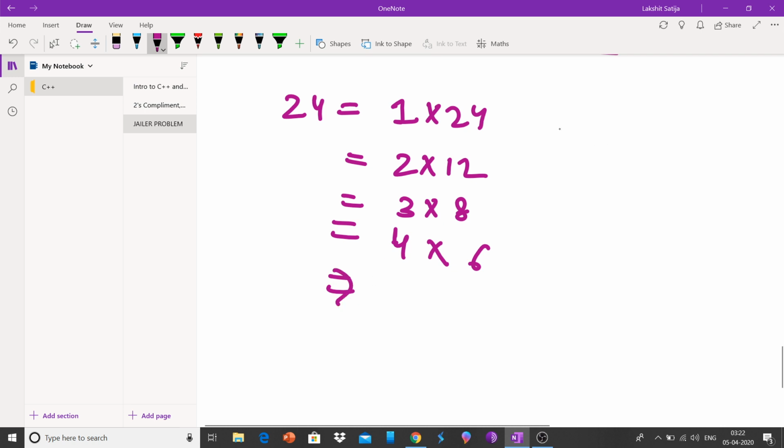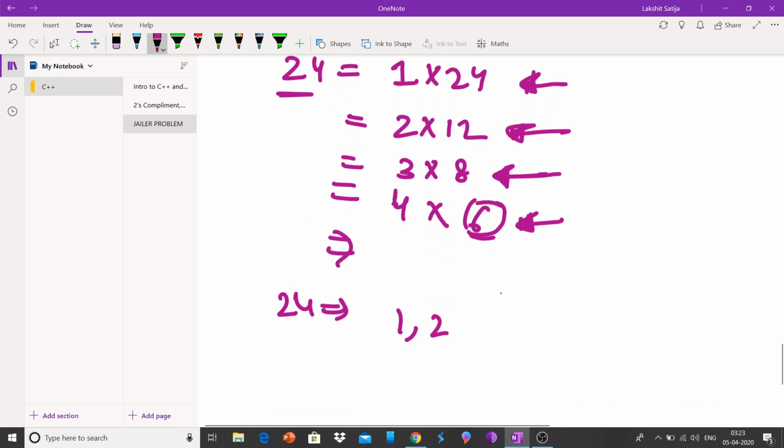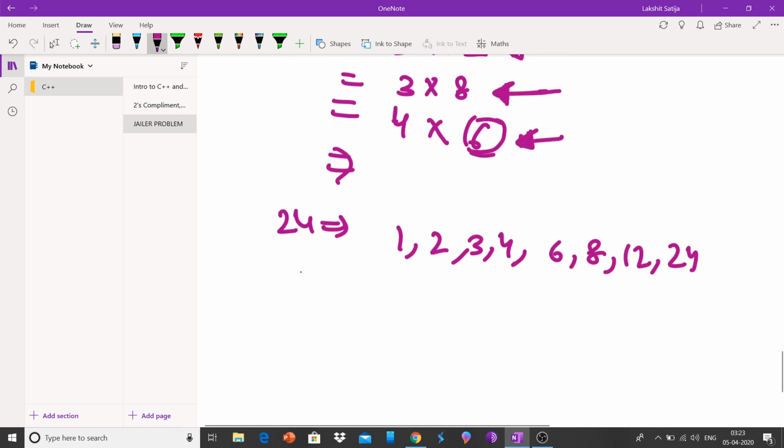We can clearly see that as we can write 24 as a product of two numbers, divisors exist in pairs, because if we divide it by 6 we will get 4, and if we divide it by 4 we will get 6. So divisors exist in pairs. So 24 has how many divisors? 1, 2, 3, 4, 6, 8, 12, 24.